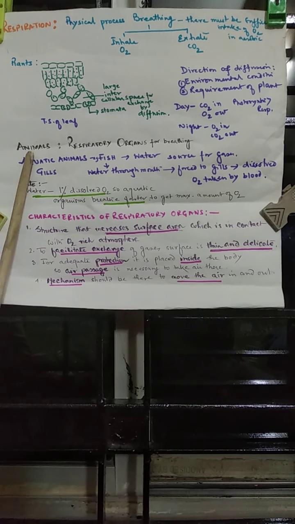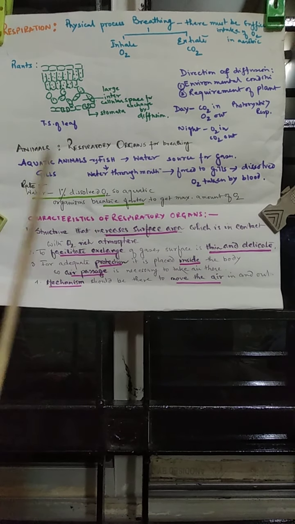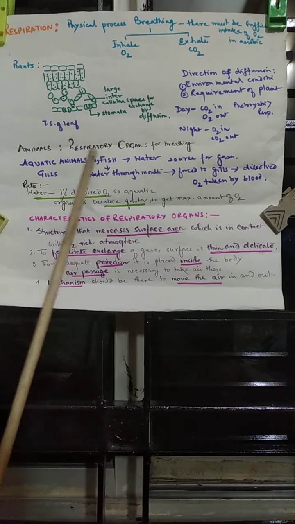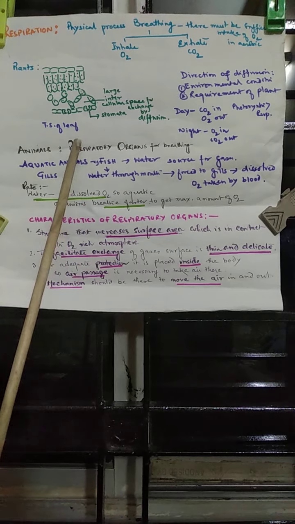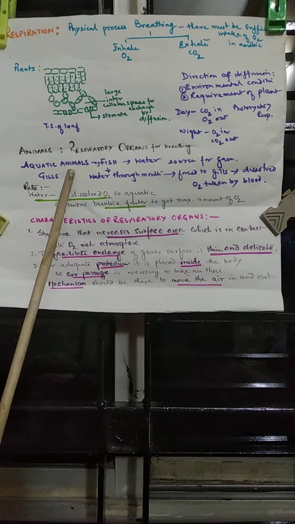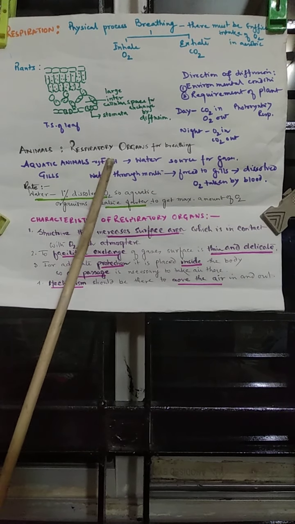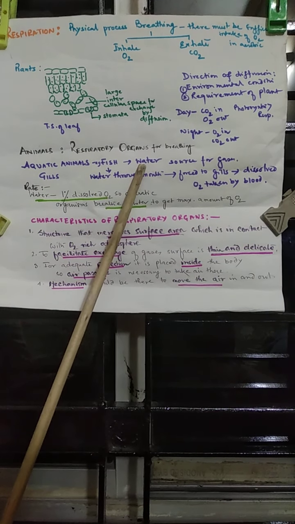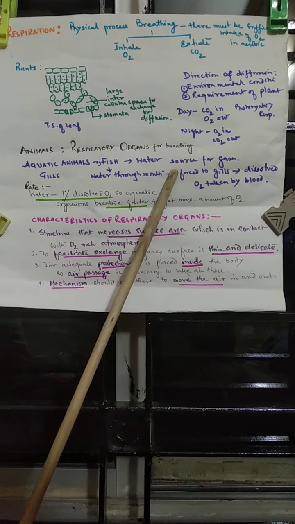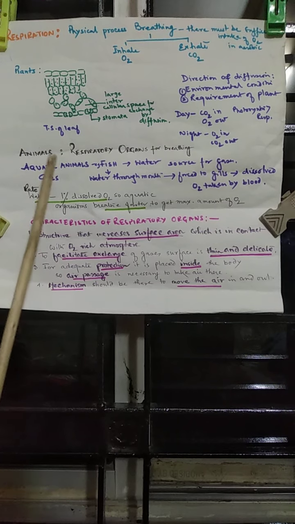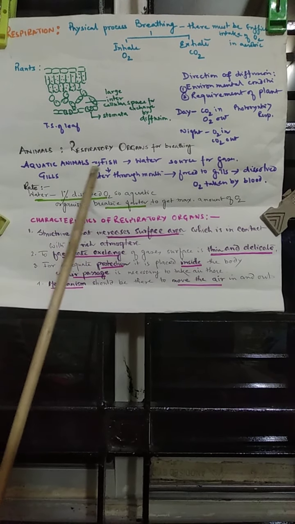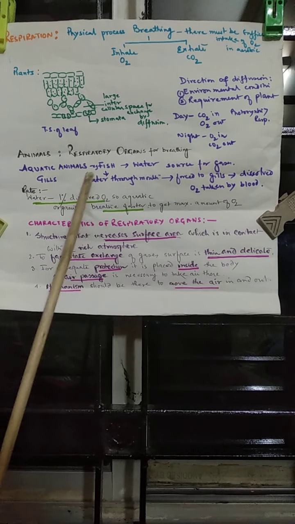Now we will move to respiration or breathing in animals. Animals possess a special respiratory organ for breathing. First of all, let us look at aquatic animals like fish. Aquatic animals get their oxygen from the dissolved oxygen in the water. Now fish generally respire through gills. Gills are fine filaments which are surrounded by blood vessels, blood capillaries.